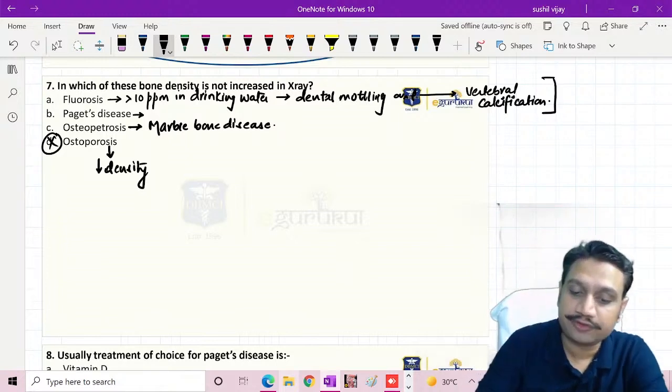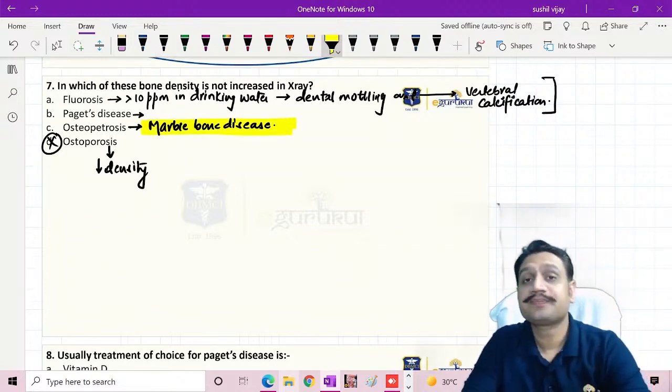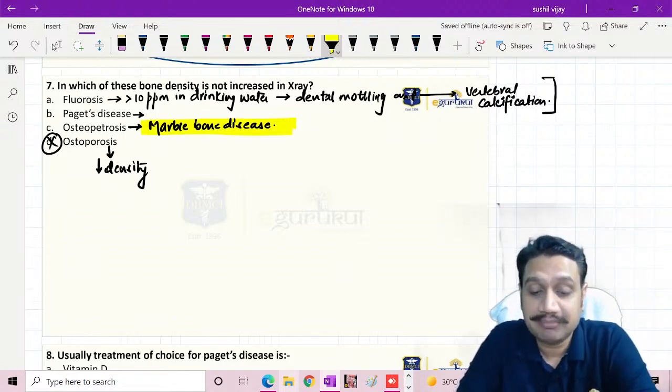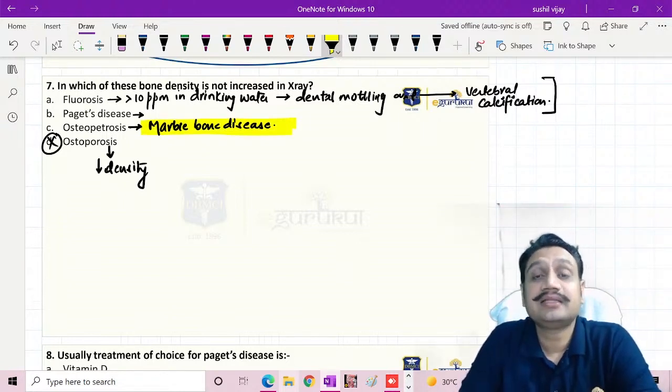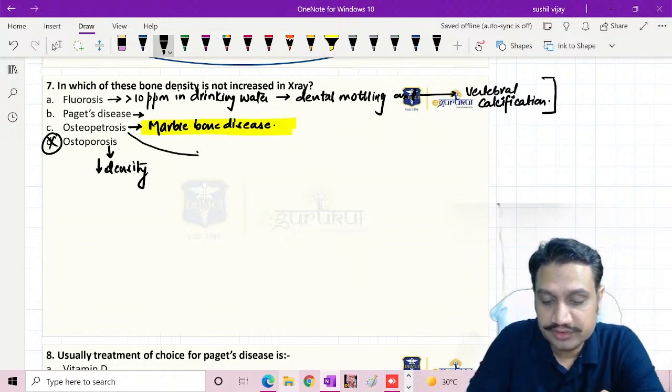Osteopetrosis, the other name for osteopetrosis is what? Marble bone disease. So why do we call it marble bone disease? Because the bones become white. But the point is, what is the basic pathology here? So I'll tell you what is happening in osteopetrosis.